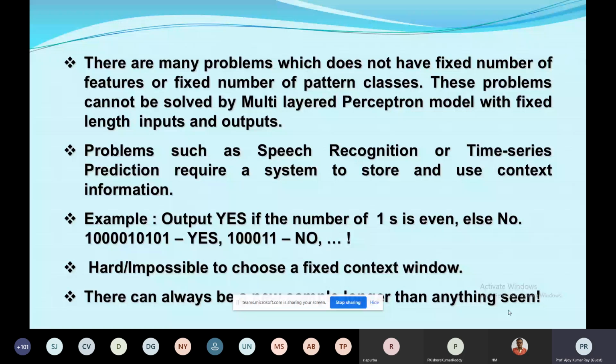and fixed length outputs. In the previous slides, I have shown you that the number of inputs is fixed. N is fixed. It may be 10, it may be 20, it may be 30, it may be 5. The number of features. The number of outputs is also fixed. That is the number of classes of pattern. But imagine that there are a large number of problems where we do not have any fixed length input, fixed number of features. What are these?